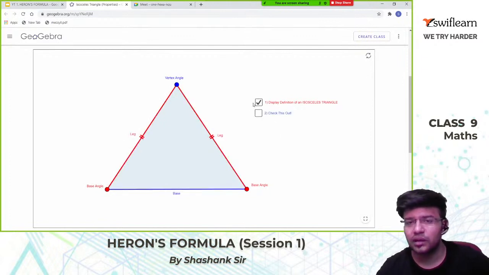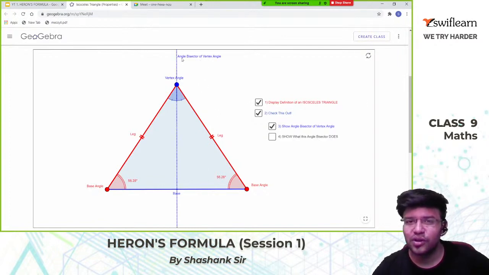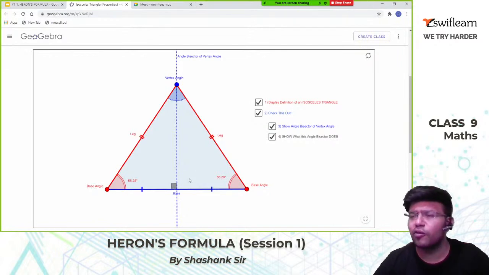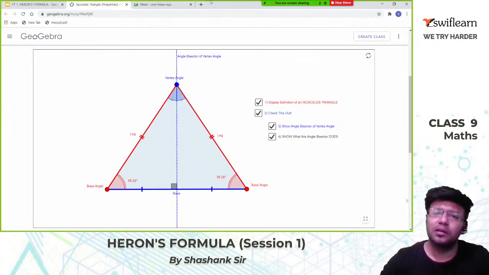Now see here. These two sides are equal in an isosceles triangle, and the angles are also equal in the isosceles triangle. If you draw an angle bisector, it will bisect the angle, no doubt, and also the base into two equal parts. And this angle will always be equal to 90 degrees. These are the properties of isosceles triangle.